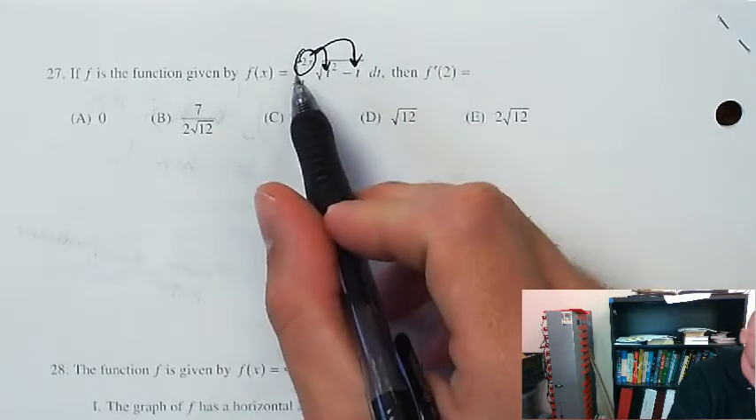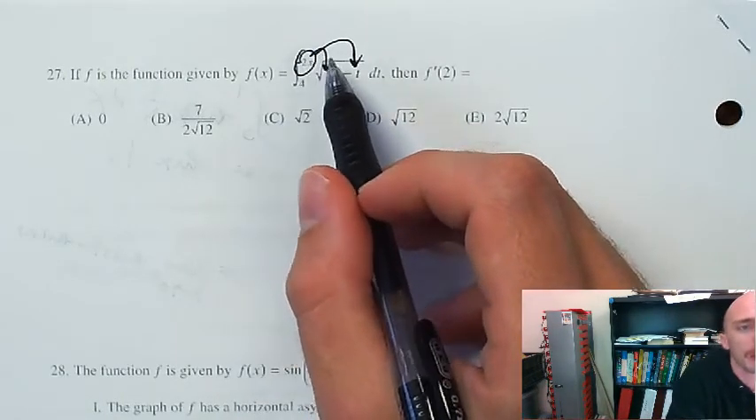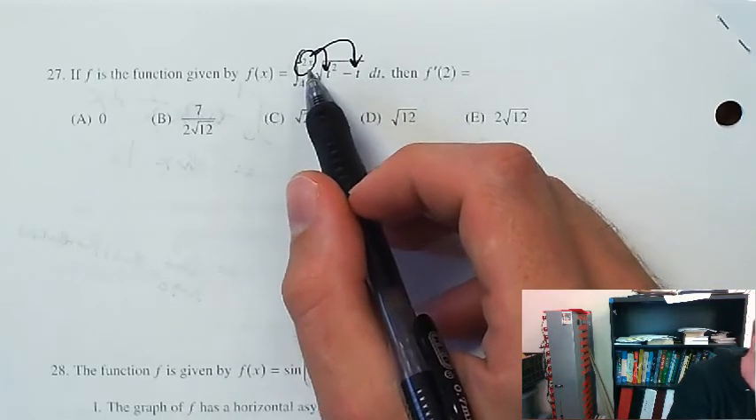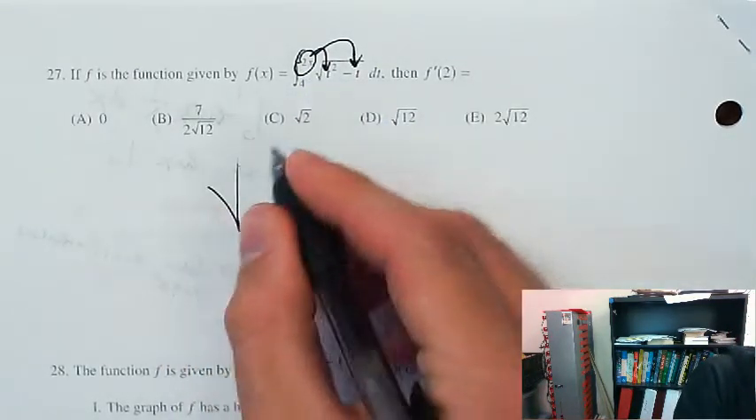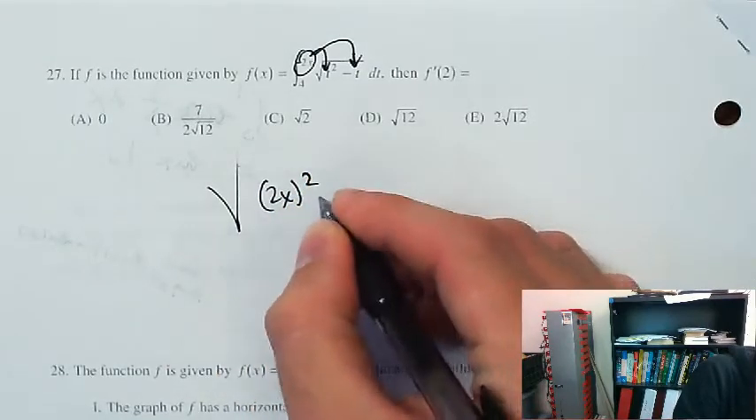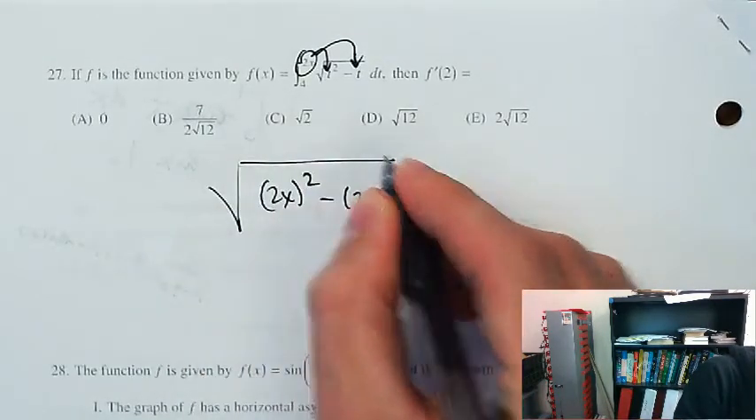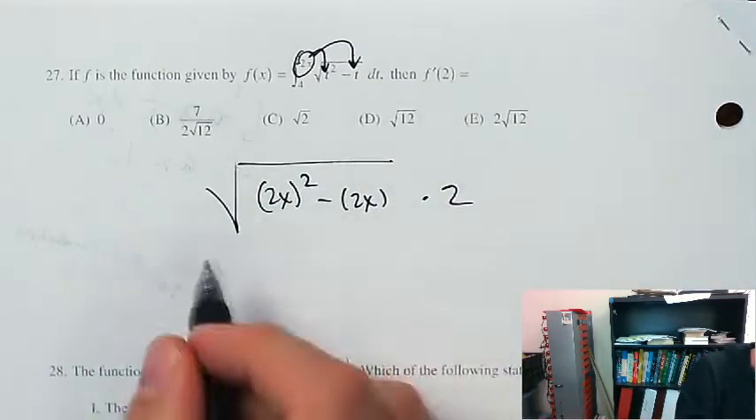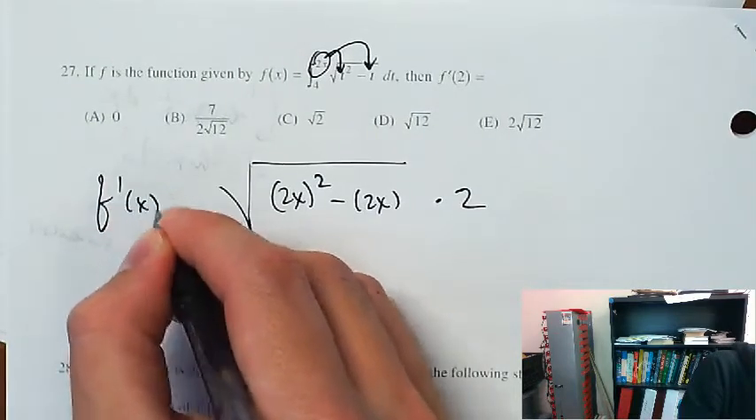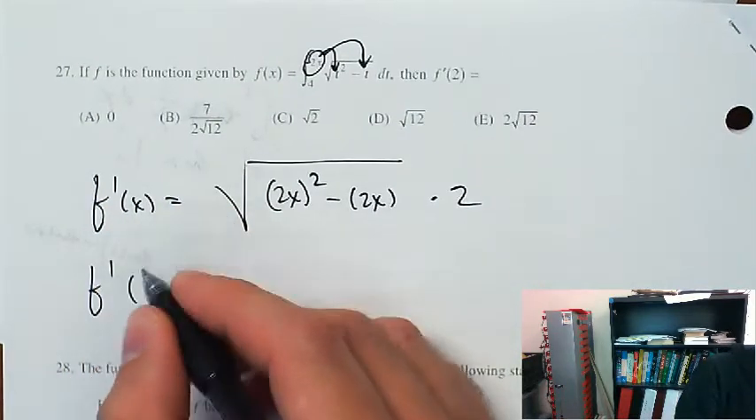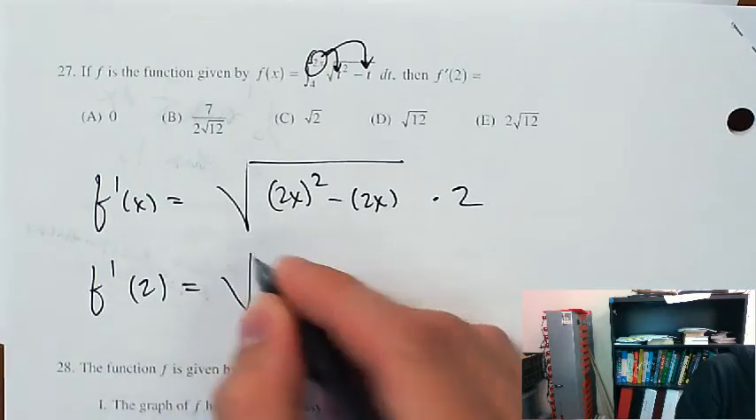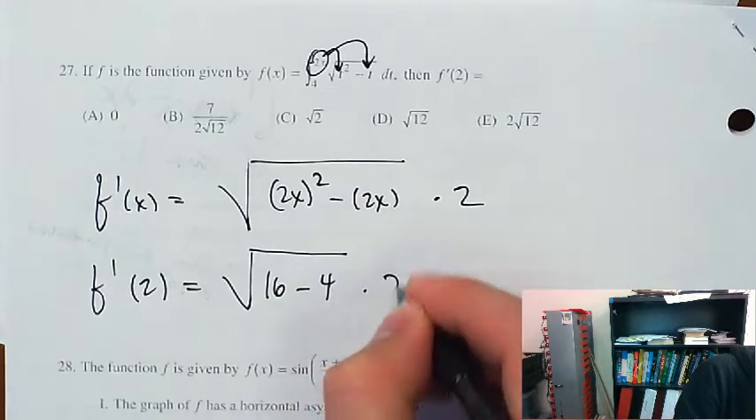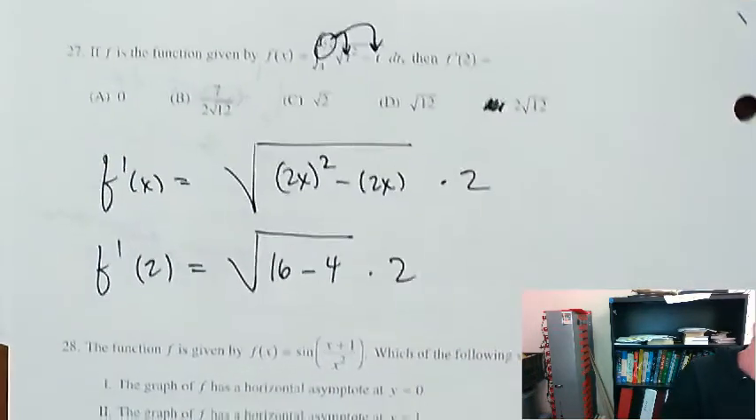So I know when I'm taking the derivative of a function to find my integral, I take that upper bound, I throw it in wherever I see the dummy variable in the integrand, and then I don't forget to multiply by the derivative of the upper bound to appease the chain rule. So it's going to be t² − t. But then we're going to have to multiply by 2 for the chain rule, so I feel like it's probably going to be that one. But then that's f'(x), meaning that f'(2) is going to be: 2x is 4, squared is 16, minus 4 times 2, that's 2√12.